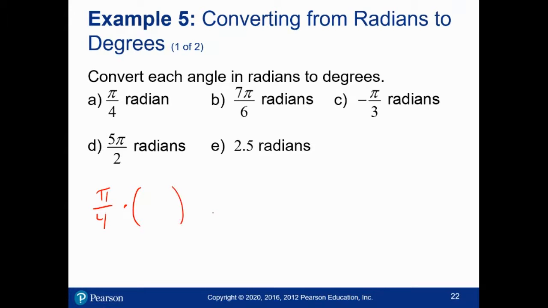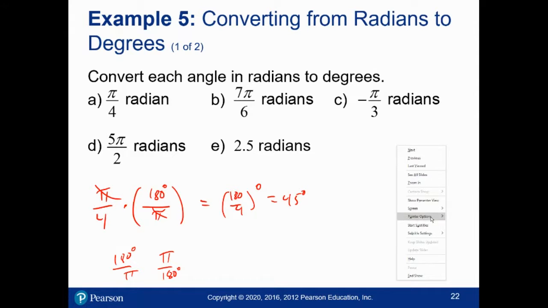I need to multiply it by a conversion factor, but what I want to get out is something in degrees. So do I want 180 over pi, or do I want pi over 180? Well, I want to introduce a degree symbol in the numerator. So I want the 180 degrees per pi radians. And here the pi's are going to cancel, and we end up with 180 over 4, which is exactly 45 degrees. Okay, and this is the same angle we did in part A of the last one.